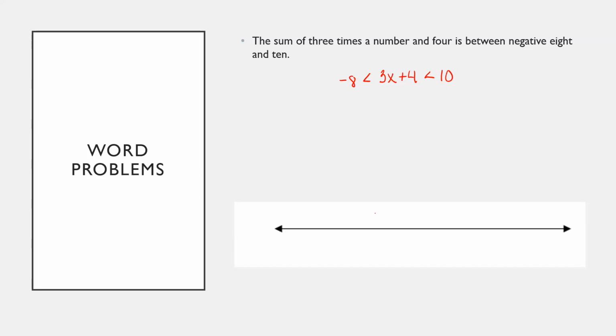So now we're going to solve. We're going to subtract 4 from all the parts here. So I have negative 12, which is less than 3x, which is less than 6. Now we're going to divide everything by 3. So I have negative 4 is less than x, which is less than 2. Everything gets divided by 3. All right, I'm going to start another video and catch you on part 2 of this.